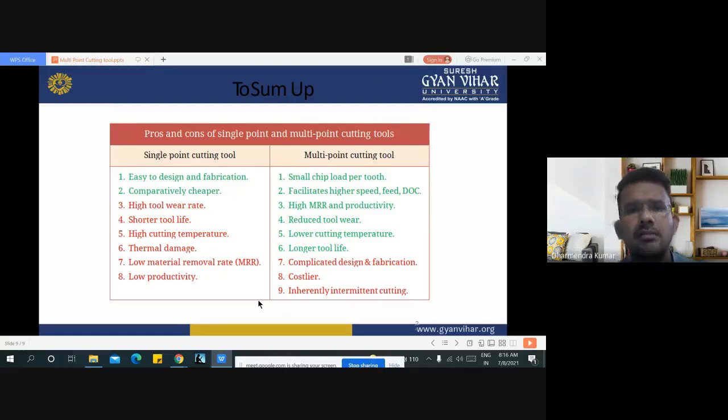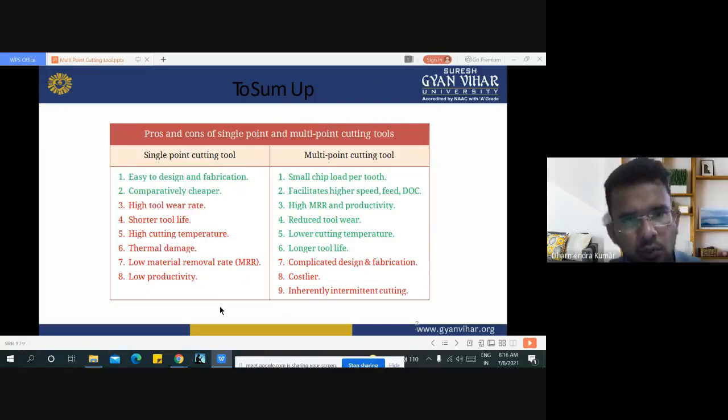Now these are the basic differences. A single point cutting tool is easy to design and fabricate, whereas a multi-point cutting tool has a smaller load per tooth. Design consideration is harder compared to a single point cutting tool, because a multi-point cutting tool has two or more cutting edges. A single point cutting tool is comparatively cheaper, but a multi-point cutting tool is comparatively costly because of the various teeth, various cutting edges on it.